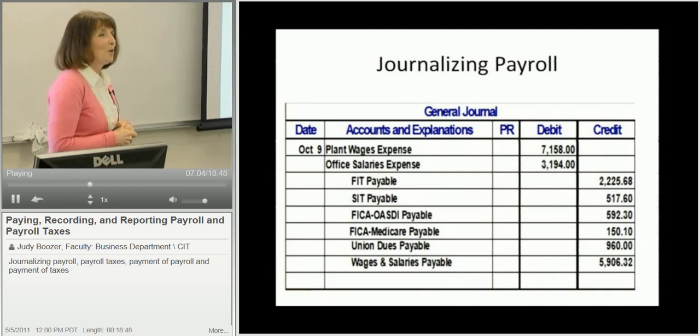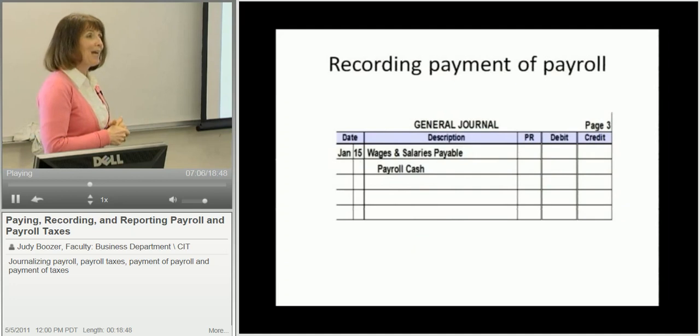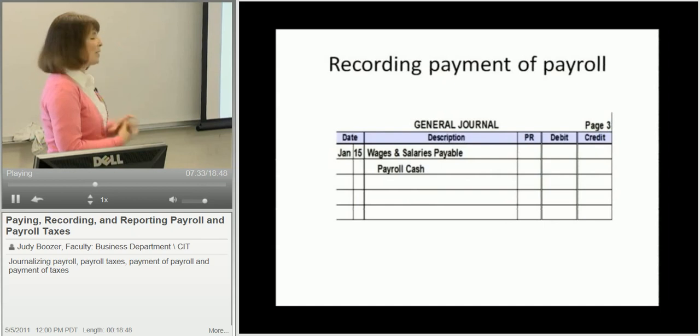Okay, now when we're ready to pay your employees, you have to make a new journal entry. Take a look at what it is. We're going to debit wages and salaries payable. Why? You're decreasing the liability because you're going to pay for it. So you're going to get rid of the liability for wages and salaries payable by debiting it. And then what's the credit?